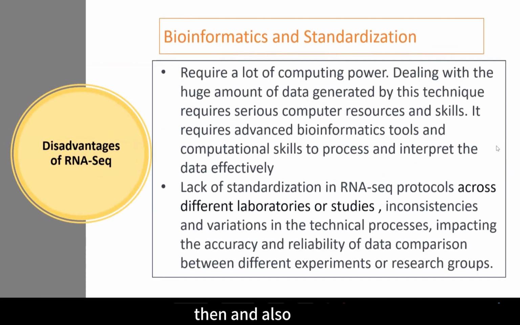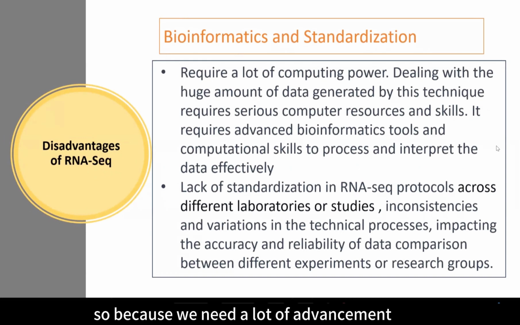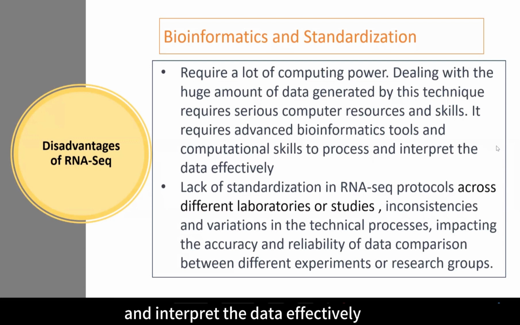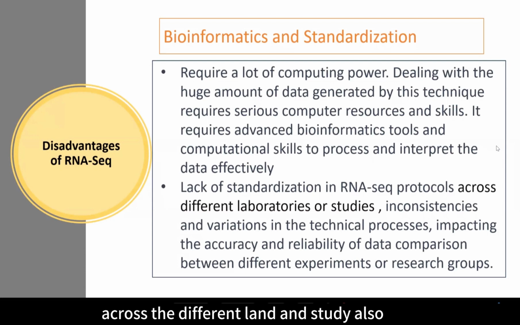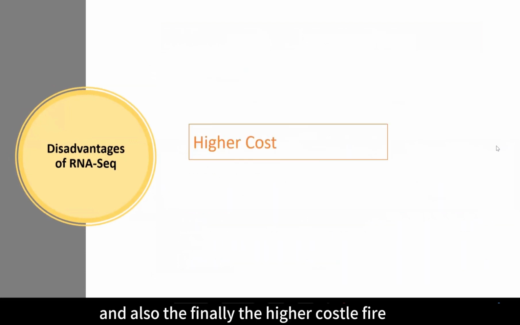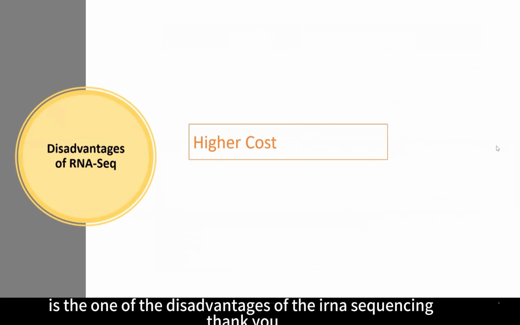So if samples are not immediately processed or stored properly, then RNA degradation can affect the quality of the RNA extract. Also, RNA sequencing needs a lot of computing power, because we need advanced informatic tools and computational skills to process and interpret the data effectively. Also, the lack of standardization in RNA sequencing across different labs and studies will impact the accuracy and reliability of data. And finally, the higher cost. Higher cost is one of the disadvantages of RNA sequencing. Okay, thank you.